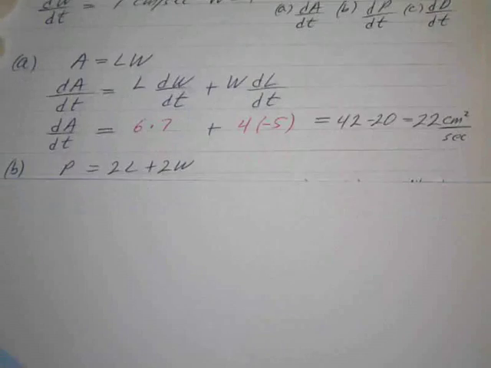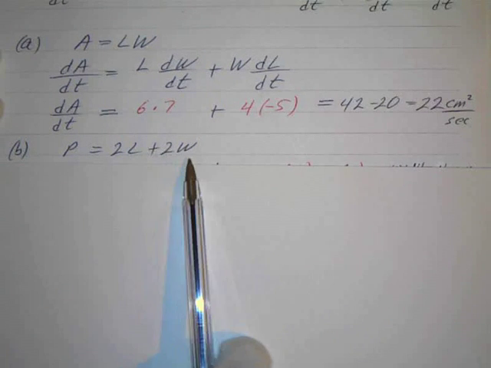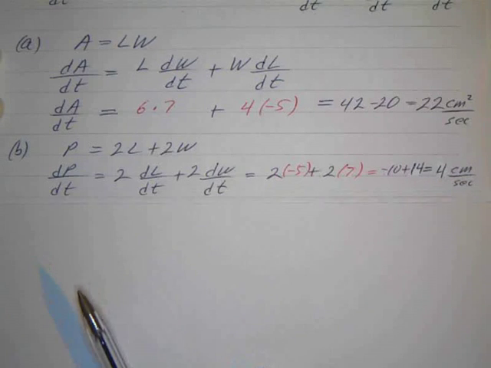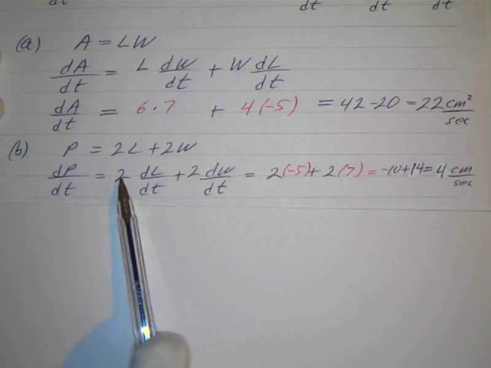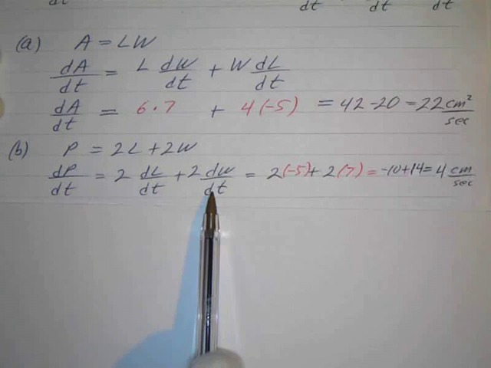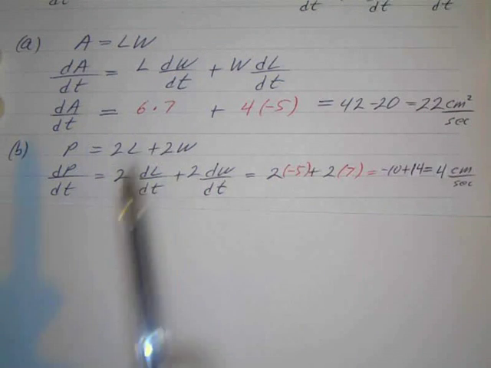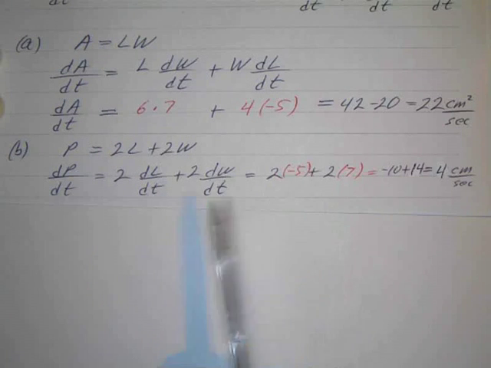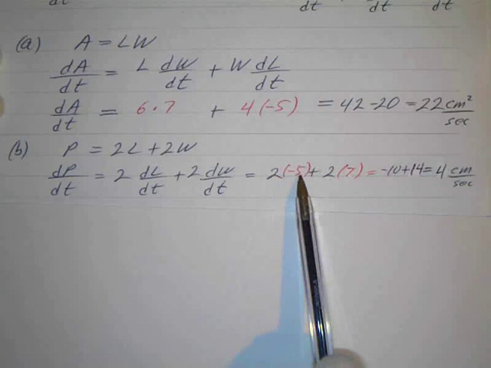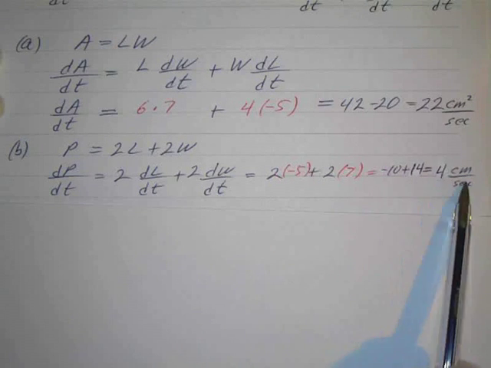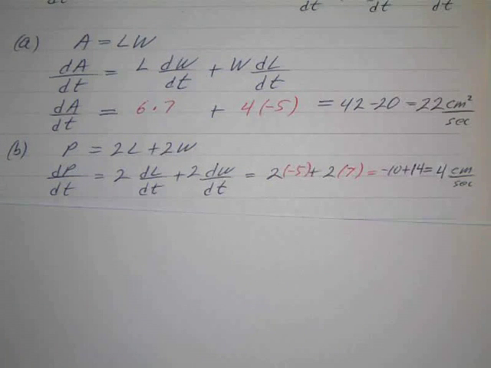And then over here, we want to find the perimeter, dP/dt, so we write the formula for the perimeter, which is 2L plus 2W. Then we'll take the derivative of both sides implicitly with respect to time. So dP/dt is 2 dL/dt plus 2 dW/dt, and then we just substitute in. dL/dt was negative 5, and dW/dt was 7, so substitute those in. And that's negative 10 plus 14, which is 4 centimeters per second, because that's a linear measurement, perimeter.